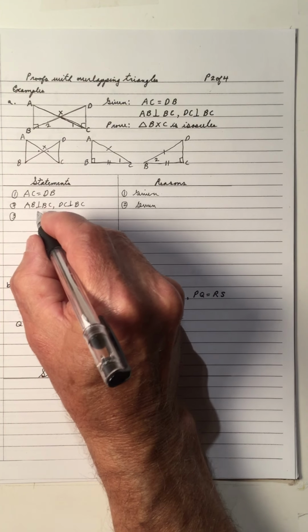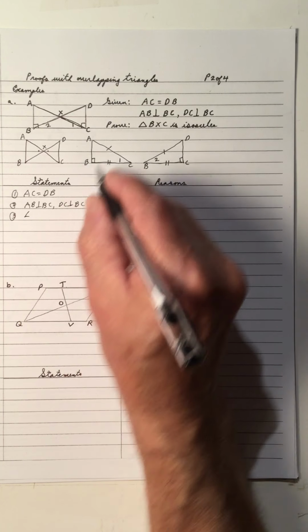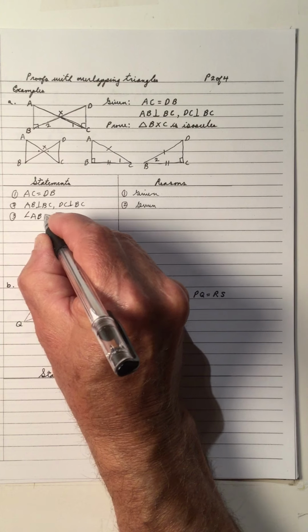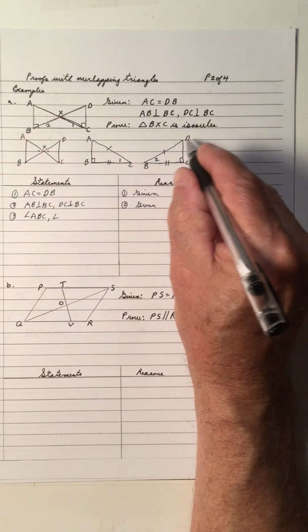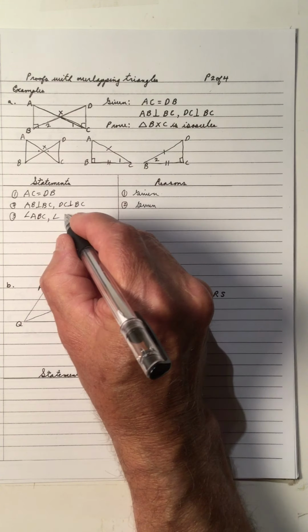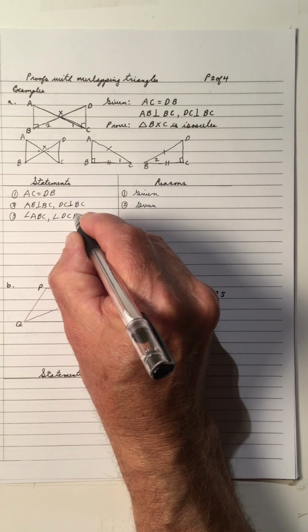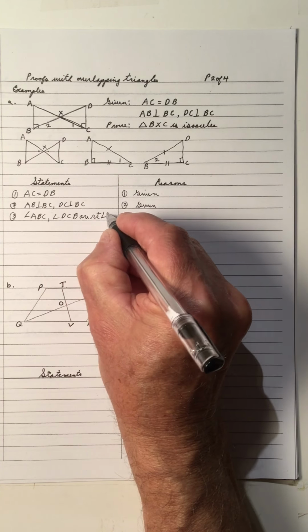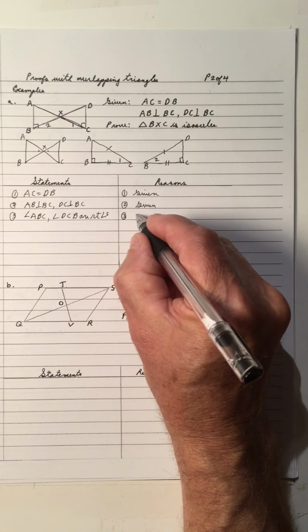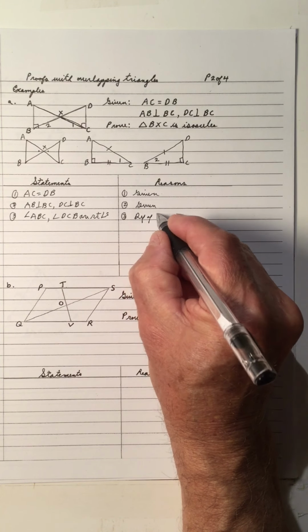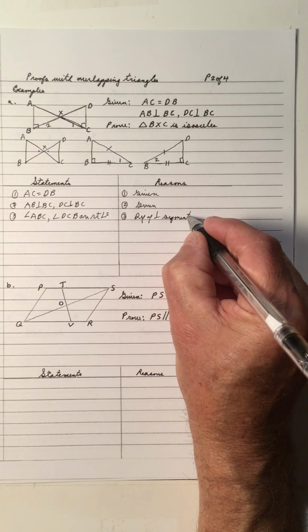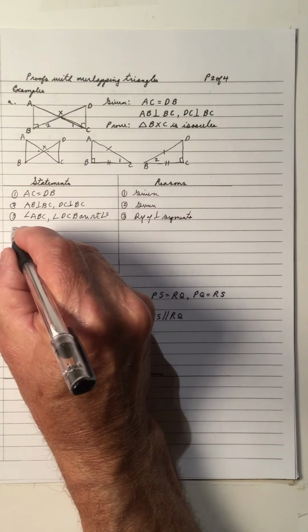Number 3, we have that angle ABC and angle DCB are right angles. Definition of perpendicular segments or lines. Perpendicular lines form right angles.